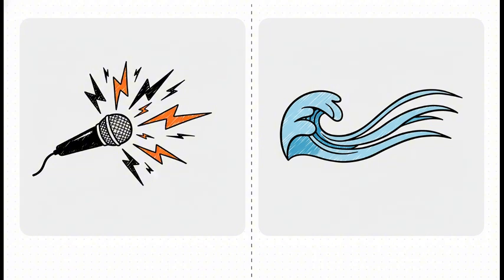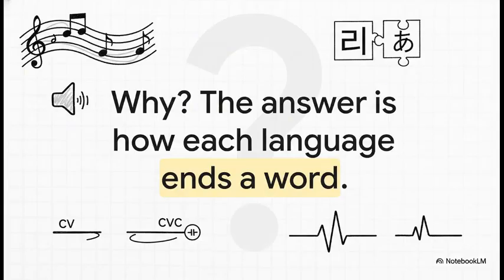But that's the what, not the why. So why does this huge sonic difference even exist? That's the real puzzle we're here to solve. So what's the secret? You might think it's just about culture or different artistic tastes, but it's actually something much deeper. The answer is literally hidden in the physics of the languages themselves. It all comes down to one tiny fundamental rule: how you're allowed to end a sound.